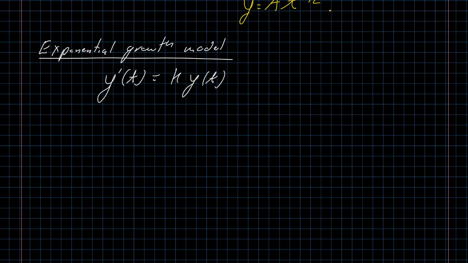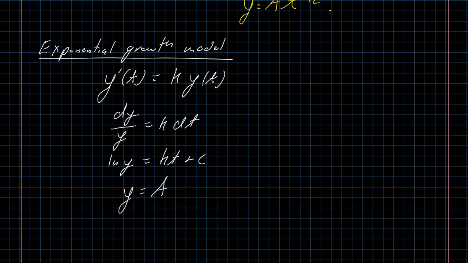If you have a differential equation in the form y prime of t is equal to some constant k times y of t, then you have what we call an exponential growth model. It is an incredibly simple differential equation to solve. I solved it for my calculus students. It separates to dy over y is equal to k times dt, which means that the natural log of y is equal to kt plus c. And using the same process we've been using, we get y equals a times e to the kt. Right? There's the exponential growth formula that you are accustomed to.